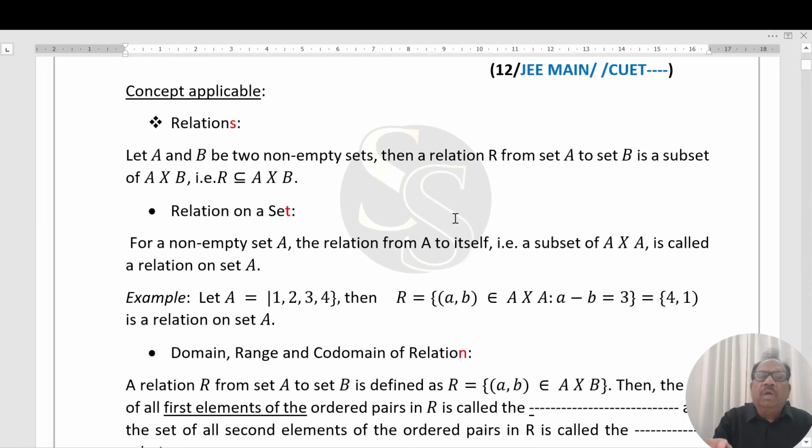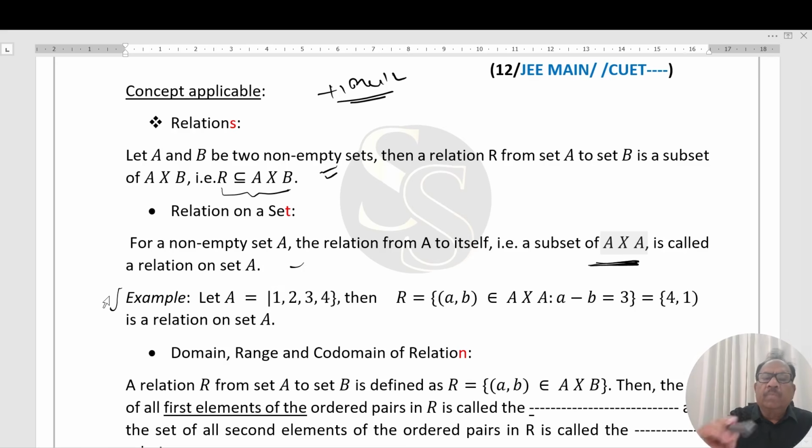What is a relation? I have already discussed relations and functions in detail in the Class 11 math session. A relation is a subset of the Cartesian product A cross B. If A and B are two non-empty sets, then a relation from set A to set B is a subset of A cross B. Relation on a set: the relation from A to itself is a subset of A cross A, and is called a relation on set A.